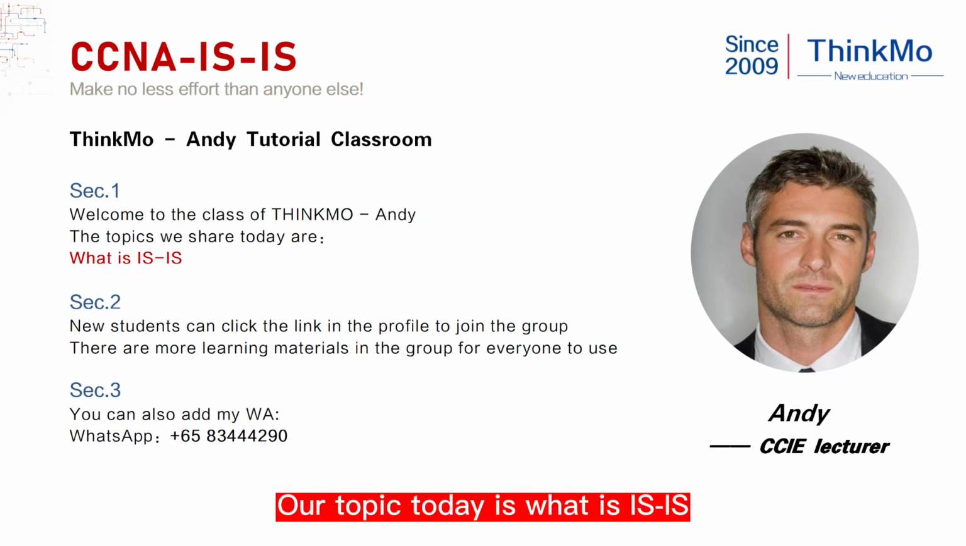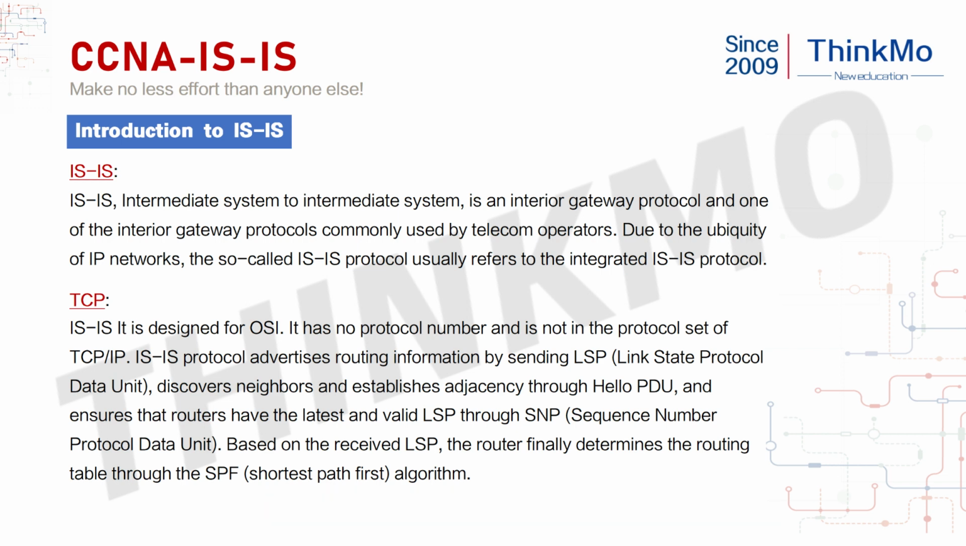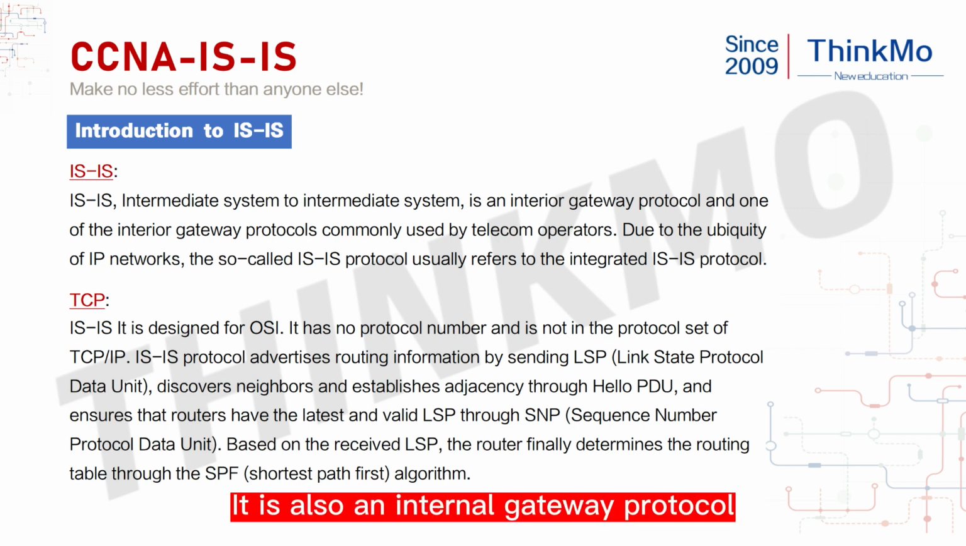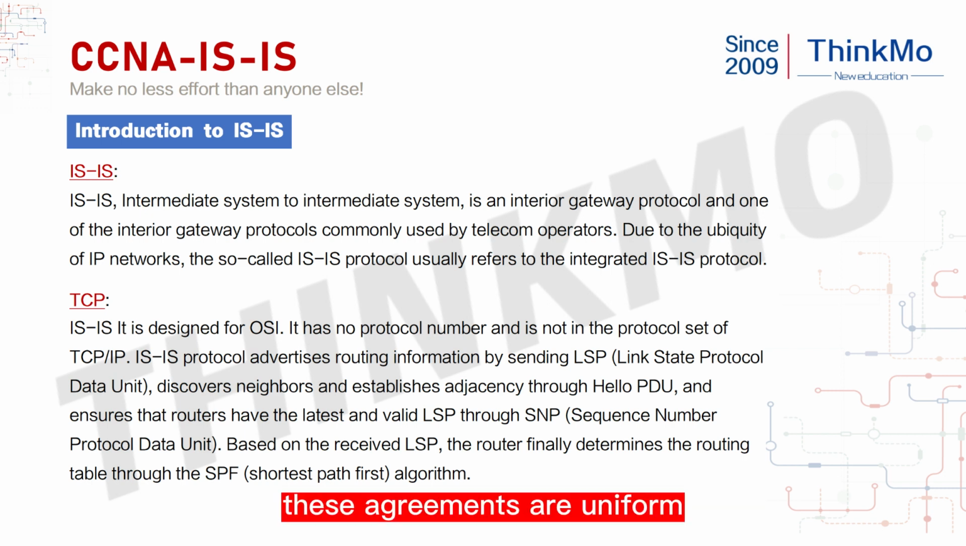Our topic today is what is ISIS? ISIS is short for Intermediate System to Intermediate System Protocol. ISIS is based on the OSPF algorithm, a link state routing protocol. It is also an internal gateway protocol, similar to RIP, EIGRP, and OSPF. These protocols are all uniform. Let's call it an intermediate system, which is equivalent to a router. They're actually the same thing.